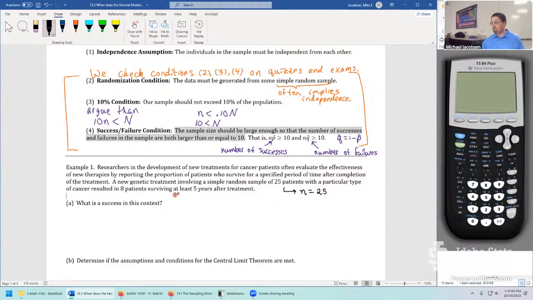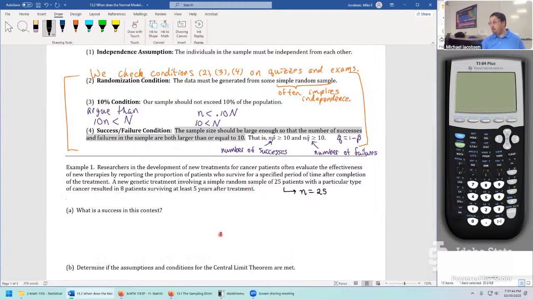It's gonna be something around patients that survived when we started it. Yeah, exactly. Surviving at least 5 years after treatment, this is what they're talking about as a success in this problem. It's a thing that seems to be like the drive of the study. Usually it's mentioned more than once in the context. It also says here, new therapies are evaluated by reporting the proportion of patients who survived a specified period of time after the treatment. So that seems to be the drive of the study. The success is what the study is really interested in studying fundamentally. And when it says 8 patients surviving 5 years after treatment, that's telling us altogether there are 8 successes.